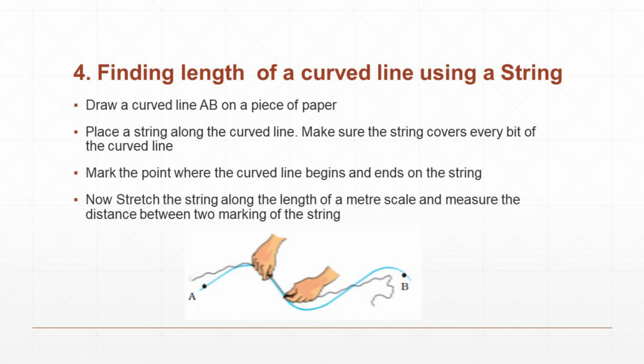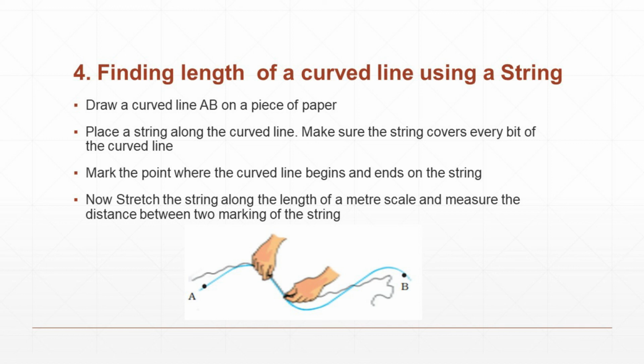Draw a curved line AB on a piece of paper. Next, place a string along the curved line. Make sure that the string covers every bit of the curved line. Next, mark the points where the curved line begins and ends on the string. Now, stretch the string along the length of a meter scale and measure the distance between the two markings on the string. This will give you the length of the curved line.